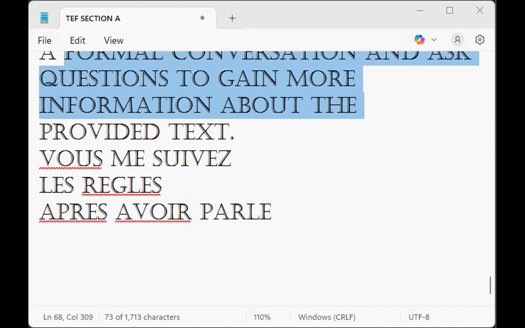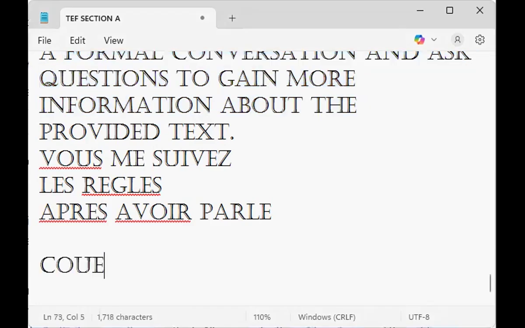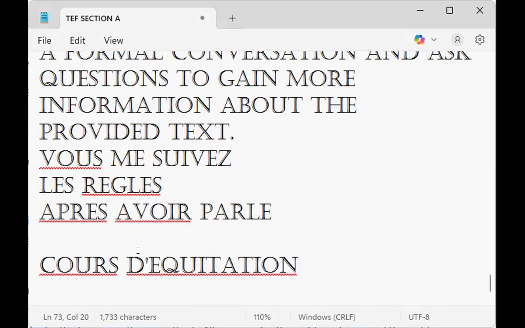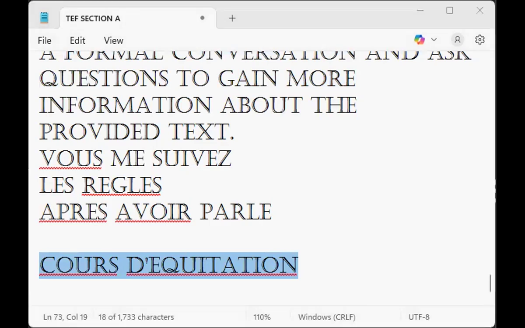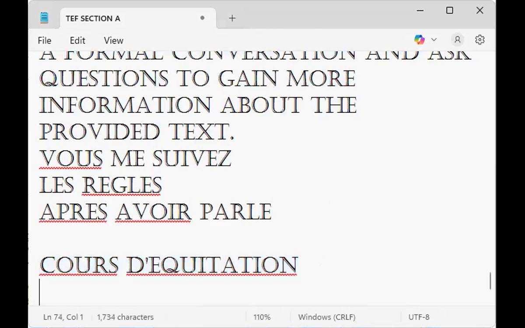Now, for example, there's a topic: cours d'équitation. Équitation, c'est quoi? Horse riding. Cours d'équitation, the class of horse riding. So you need to ask questions. What is the duration of this course? What is the fee structure?